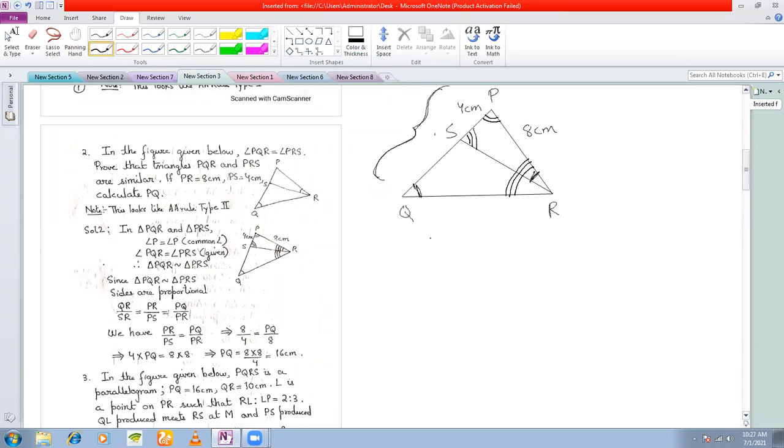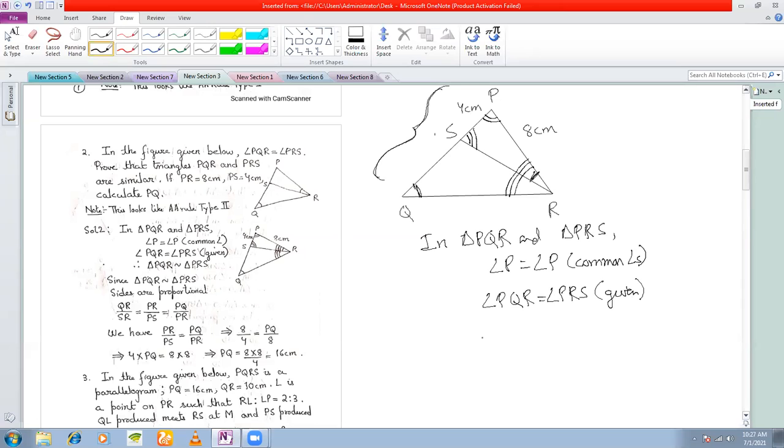Now proving similarity is very easy. In triangle PQR and triangle PRS, angle P is equal to angle P because they are common angles. Next, angle PQR is equal to angle PRS. These two angles are given to be equal. Therefore, these two triangles are similar. PQR is similar to triangle PRS. Right? This is by the angle rule.